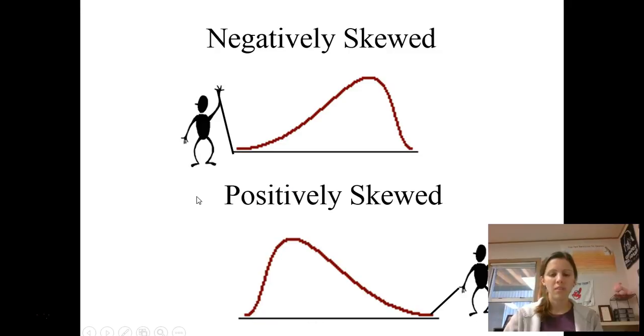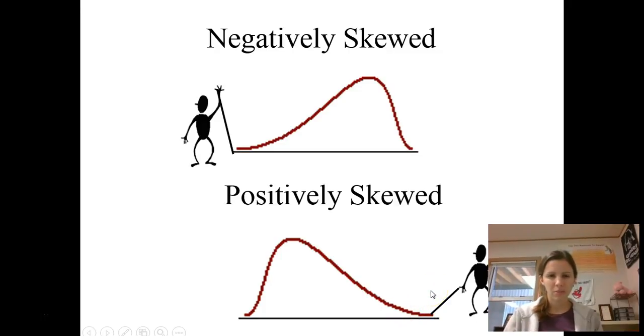So an example would be if these were test scores, and here is 50% right here in the middle. Now this means the majority of my students scored over 50% on their test. They did well, and only a few did very poorly. Over here, the majority of my students did very badly on a test, and only a few did very well.